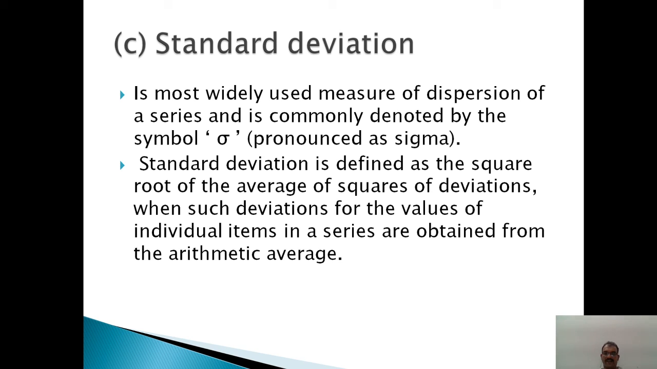Standard deviation is defined as the square root of the average of squares of deviations, when such deviations for the values of individual items in a series are obtained from the arithmetic average.